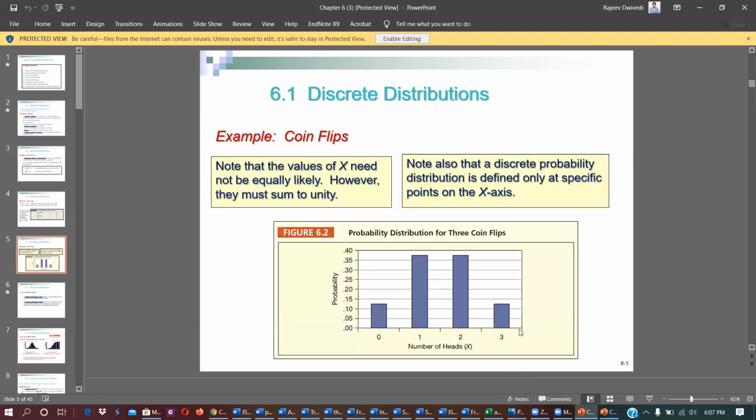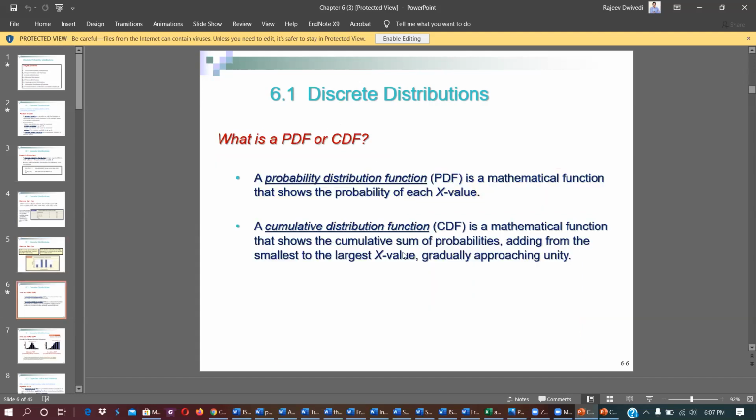Why is this a discrete probability distribution? Because the events are 0, 1, 2, 3. We don't have any event like 1.2 events or 2.4 events. So only integers are there. Therefore, this is a discrete probability distribution.